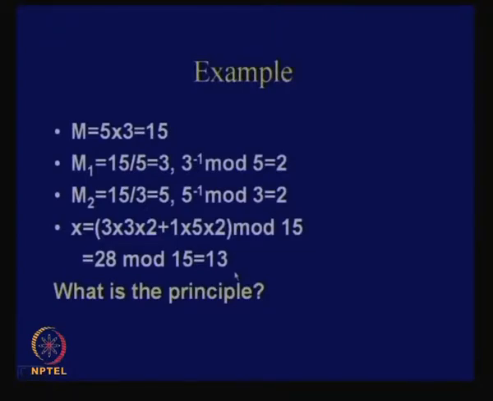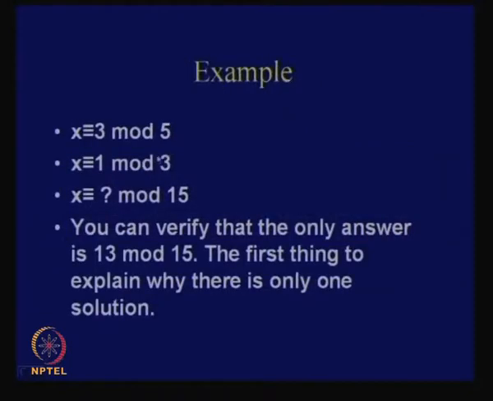You can check this. So, this 13 will satisfy the system of equations, because if you take mod 5 it is 3, and if you take mod 3 it is 1. Okay. So, 13 satisfies these simultaneous congruences.